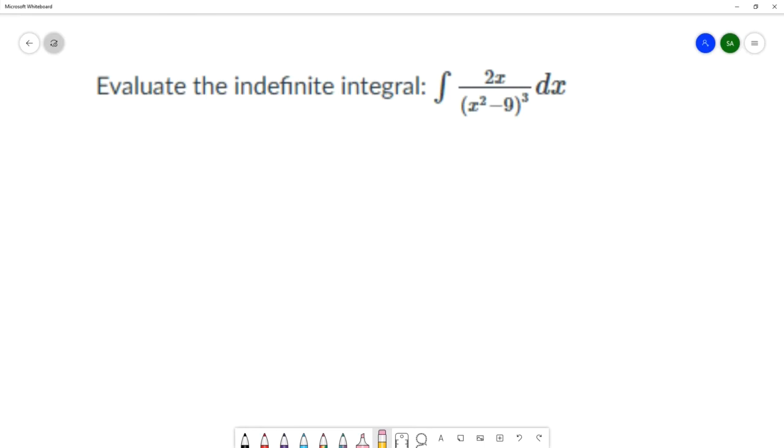So let me write out what pattern I'm actually trying to follow here. I'm looking for a function on the outside and a function on the inside. This is a composition of two functions. And I need to have the derivative of the inside function in my expression, multiplied onto my expression.